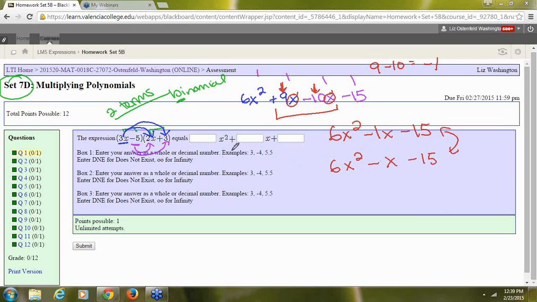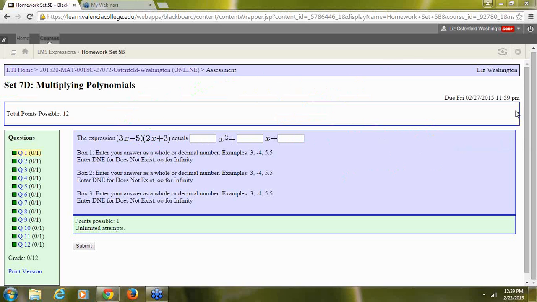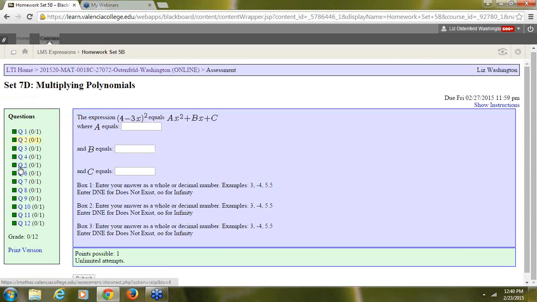So here when you go to type in your answer, you're only typing in the coefficients, which is 6, a negative 1, and minus 15 is the constant. I'm just going to skip around and strategically pick a couple problems that I want to make sure we cover.